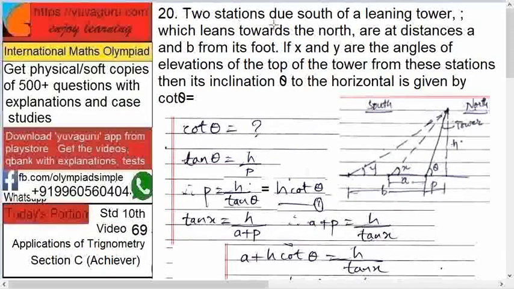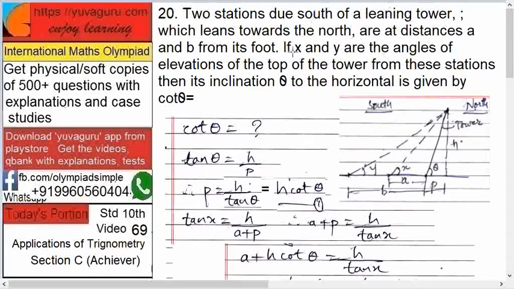Next, two stations due south of a leaning tower which leans towards north are at distances A and B from its foot. If x and y are the angles of elevation of the top of the tower from these stations, then its inclination theta to the horizontal is given by cot theta equals to.